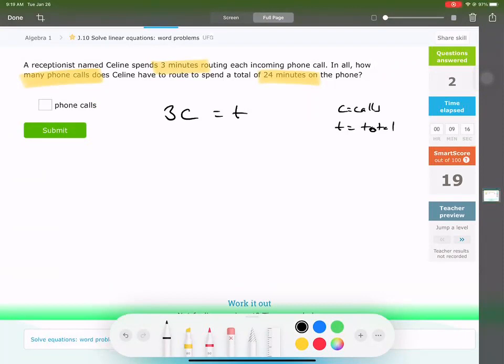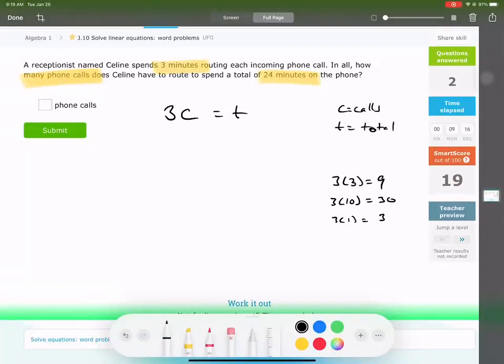So if I had 3 calls, just on the side, it took me a total of 9 minutes working. What if I had 10 calls? 3 times 10 is 30. It took me 30 minutes working. If I only had one call that day, that's a kind of sad job, I would have only spent 3 minutes working. So we can experiment with our equation to make sure it does make sense.